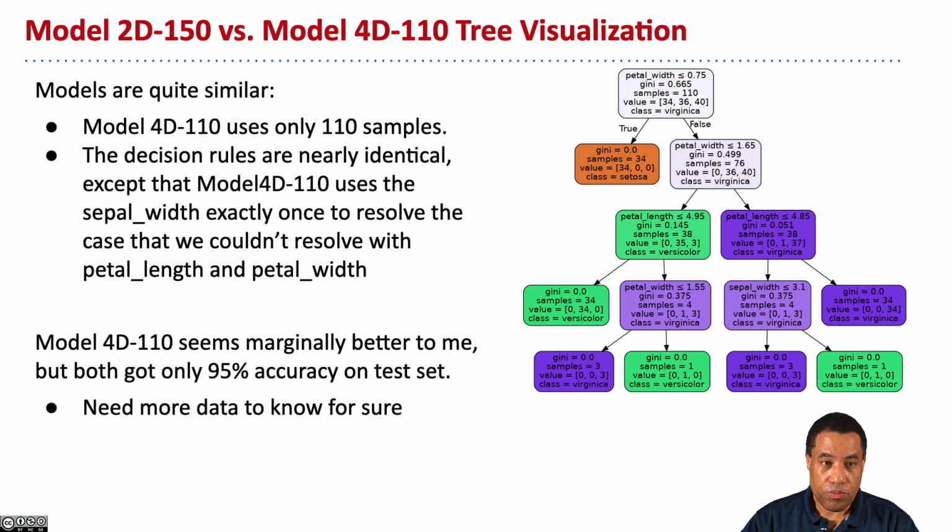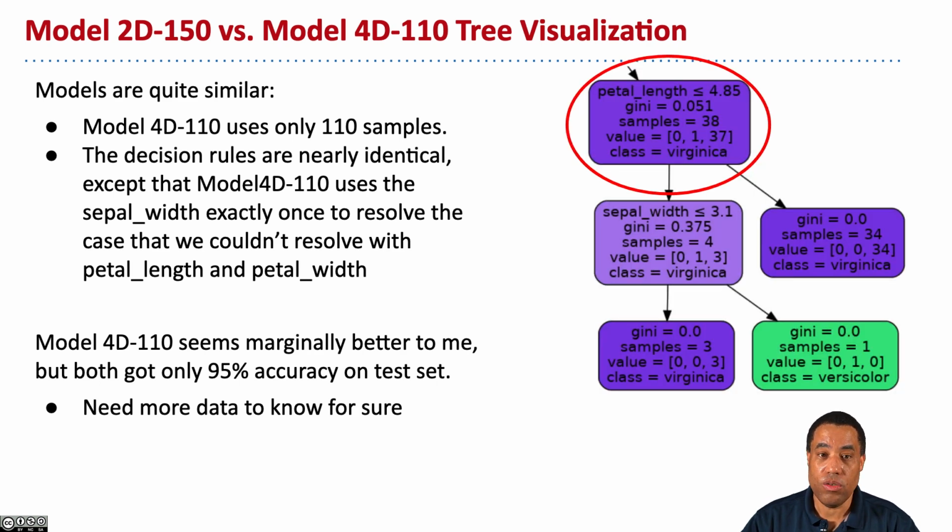Well, the models are actually quite similar. The 4D 110 is only using 110 samples, and the decision rules are almost identical except for the sepal width. We use it exactly once. So remember we had that petal length less than 4.85, and we couldn't separate out the classes. We ended up with a terminal point below that that did not separate out the different classes. So now we use the sepal width to actually separate out the classes.